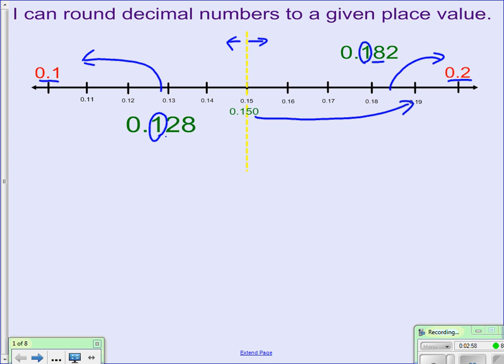If you look over here, there's my tenths. Look to the right. 2 is less, 4 or less, so I'm going to ignore the 1. I'm going to leave it the same. That's why it rounds down to the 1/10.